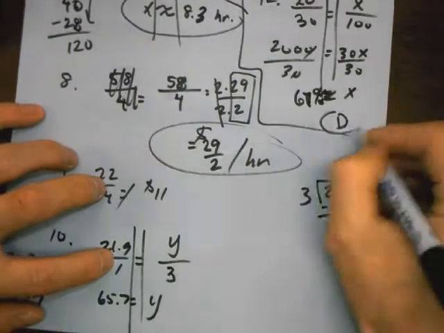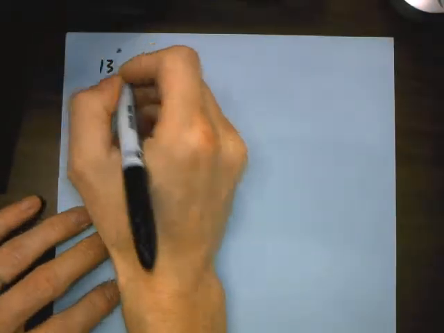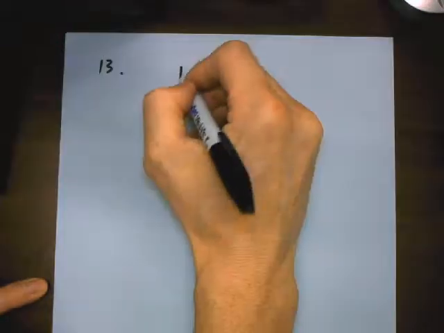67% is a D. Alrighty. Hopefully you guys scored better than that on your last test. Number 13 says, what number is 14%?